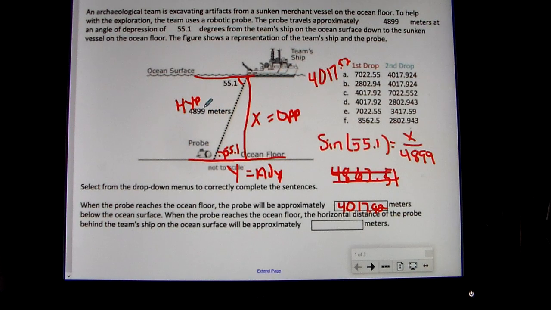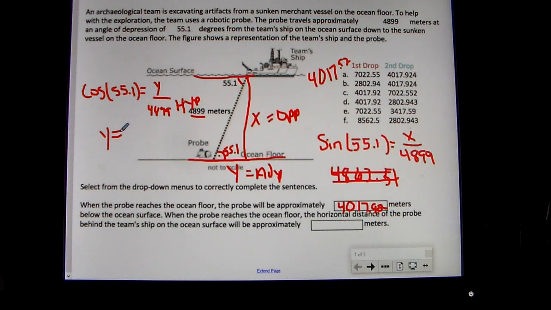Adjacent. And I'm going to use that same number of 4,899 because it's a nice whole pretty number. So adjacent to hypotenuse. Adjacent to hypotenuse is cosine. So we're going to do cosine of 55.1 is equal to y over 4,899. We multiply 4,899 times cosine of 55.1, and that'll get us the value of y.